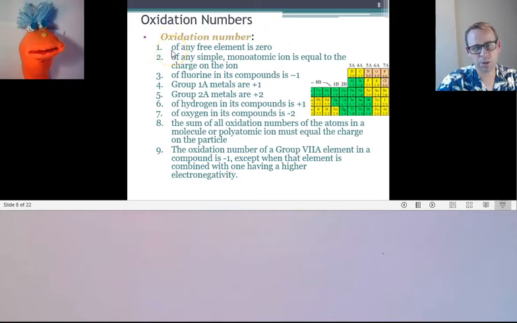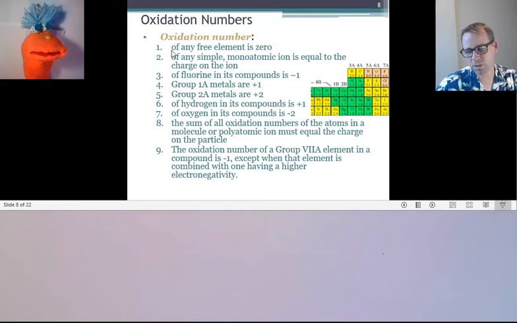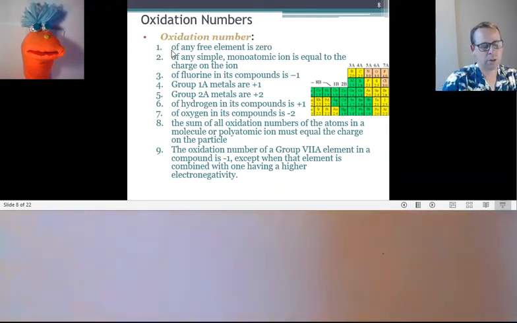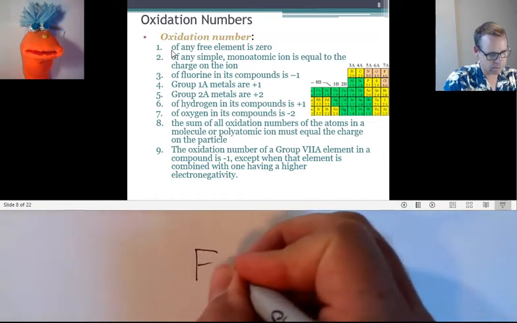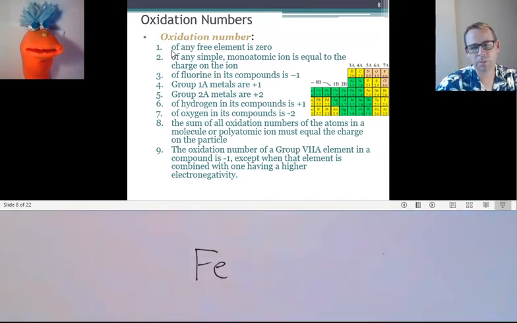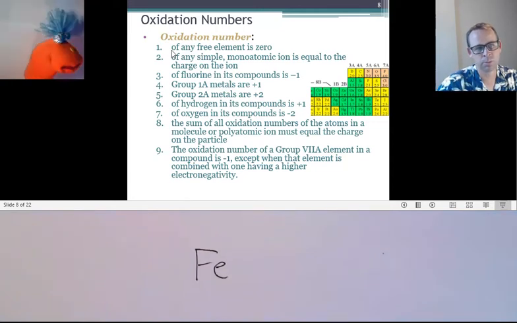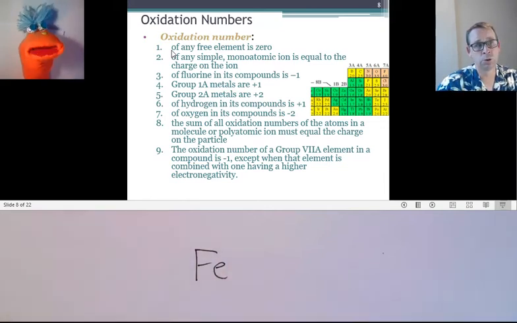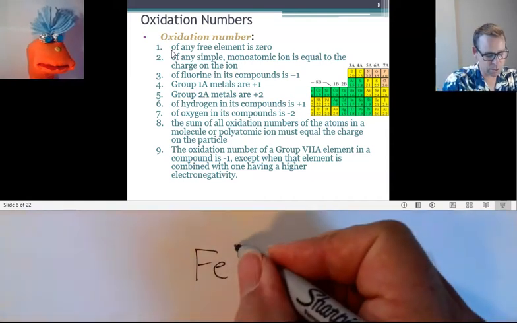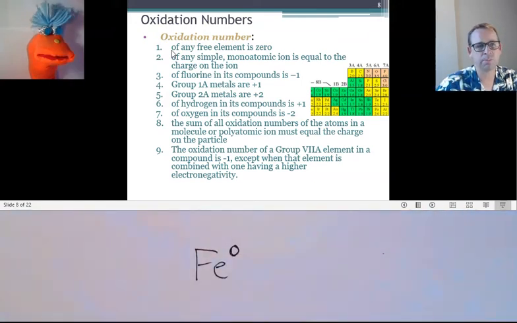Now, the oxidation number is always just the imbalance between the electrons and protons. So if I have an element by itself, like iron, there's an element. How many protons? Let me look at my periodic table. 26. 26 protons. How many electrons? Oh, there's no charge, so 26. Very good. No charge, 26 electrons. So we say then that the oxidation number is 0. And you can write the little oxidation number up there. Okay? So any free element is going to be 0 because there's no imbalance between the protons and electrons.